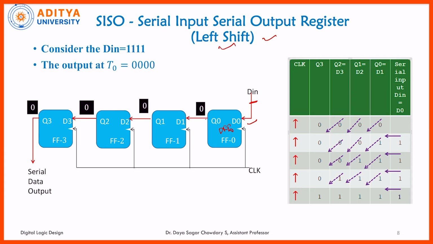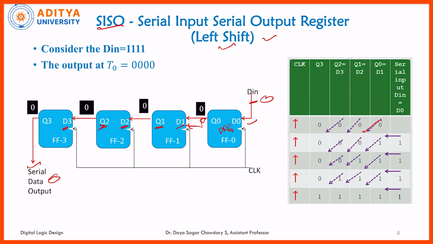The output Q0 is connected to D1, that means the output of the first stage is given as the input to the second stage, that is D1. Directly the data is given, and the second stage output is given to the third stage input, and the third stage output is given to the fourth stage input, and finally we collect the output at the fourth stage. That is why we call this SISO. We shift the data from right to left, giving serial data and taking serial data, so this is serial input, serial output.